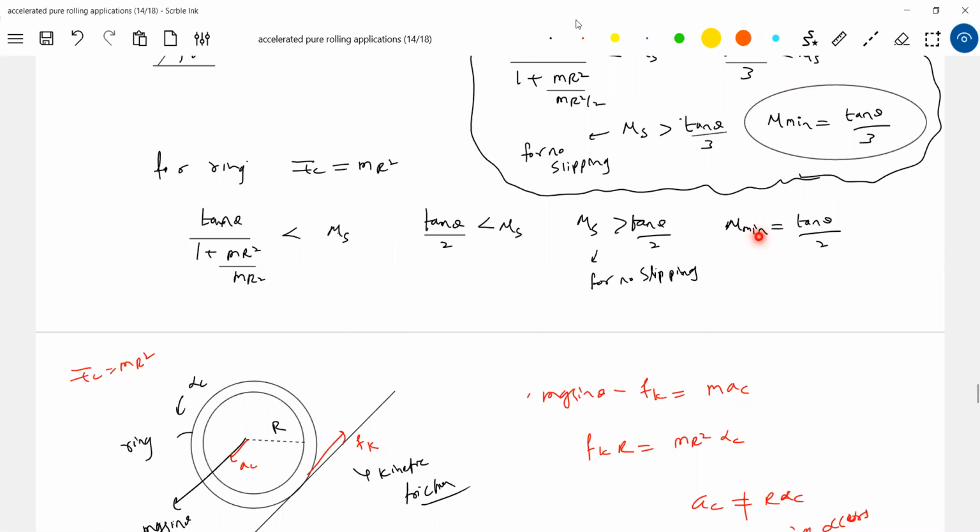Sir, if mu is greater than tan theta by 2, anybody suggest mu. 2 tan theta by 3, shall we make it? If mu is equal to 2 tan theta by 3, then what will happen?